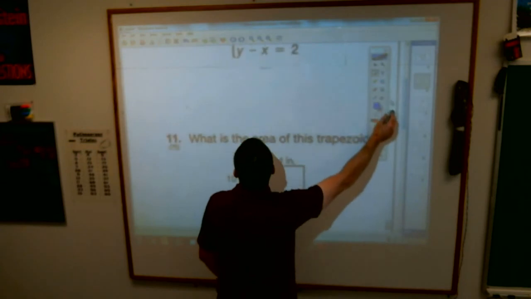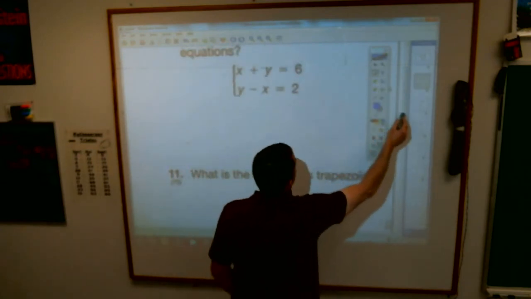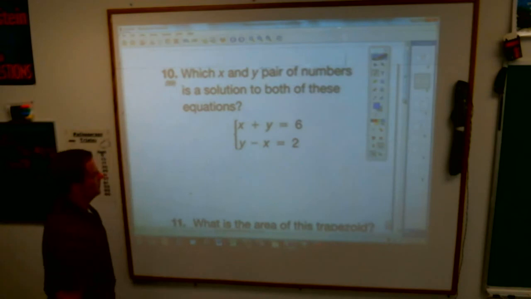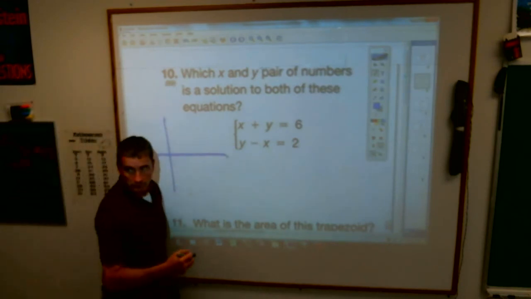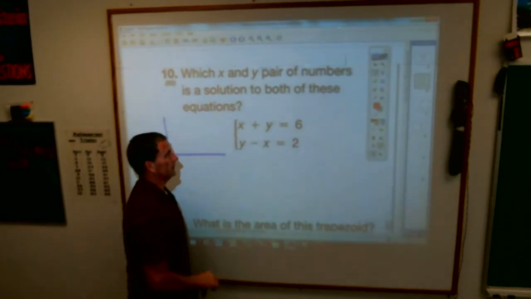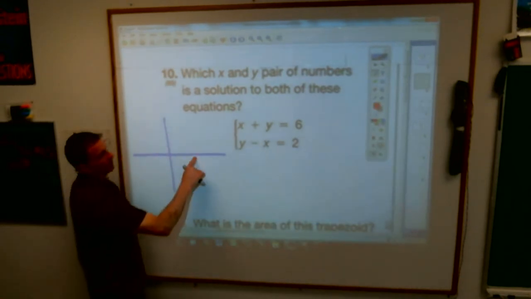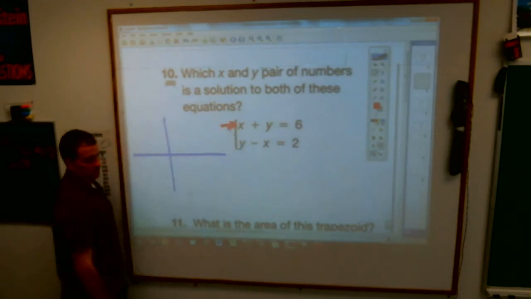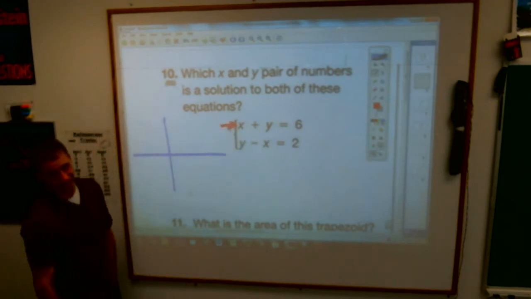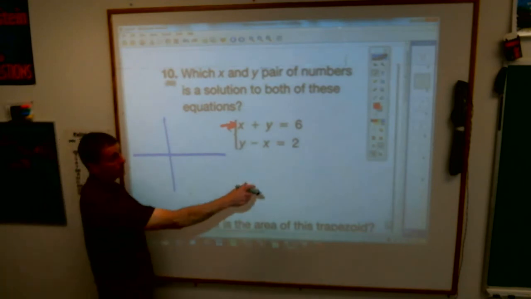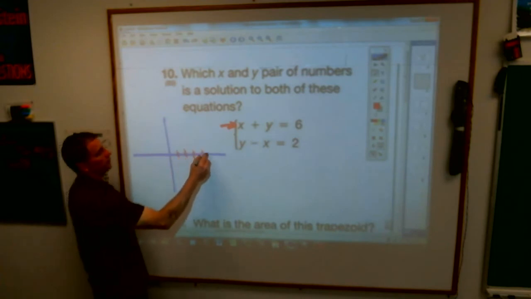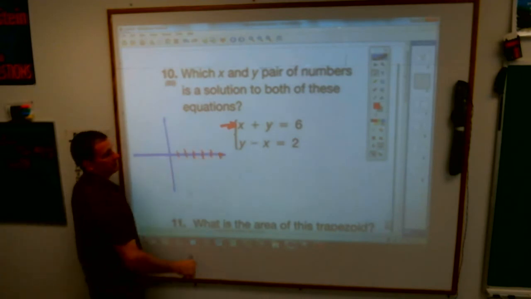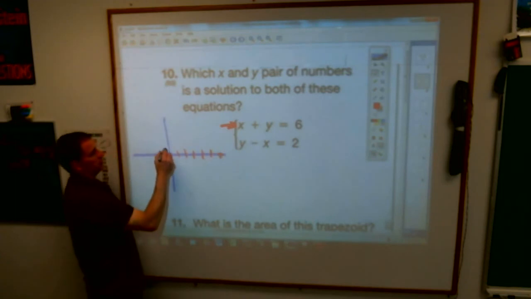What do we got here? Which x and y pairs of numbers is a solution? And again, you would have done this on graph paper, so there's no doubt about this. X plus y equals 6. That is in standard form. What are the x and y intercepts? Cover up the y. X is 6. So 1, 2, 3, 4, 5, 6. Cover up the x. Y is also 6. 1, 2, 3, 4, 5, 6.